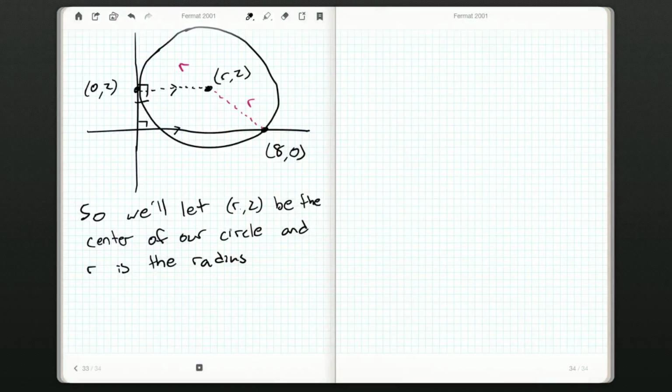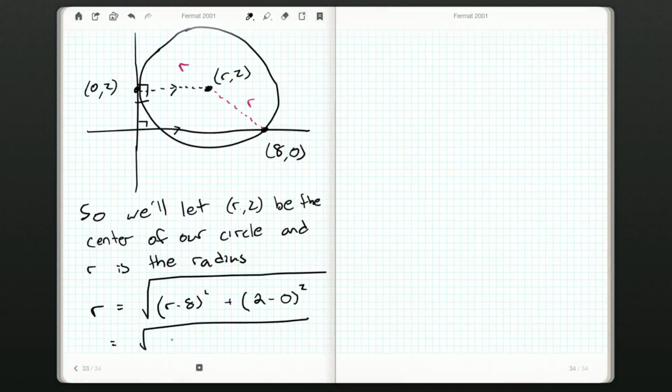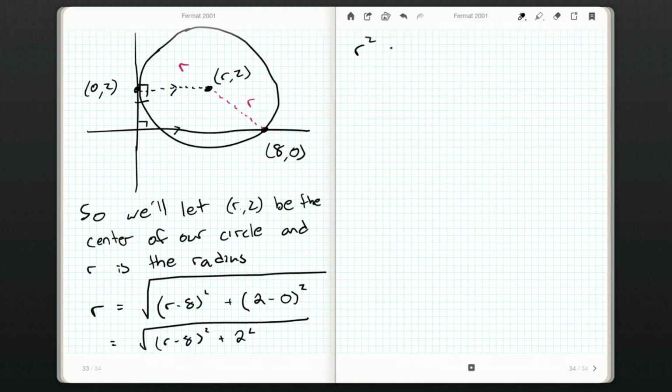So we can use the usual distance formula. The distance between 2 points, which in this case we know is r, is the square root of the difference in their x-coordinates squared plus the difference in their y-coordinates squared. That's r minus 8 squared plus 2 squared. Well, we can square both sides and get rid of that pesky square root sign. So we have r squared is r minus 8 squared plus 4.